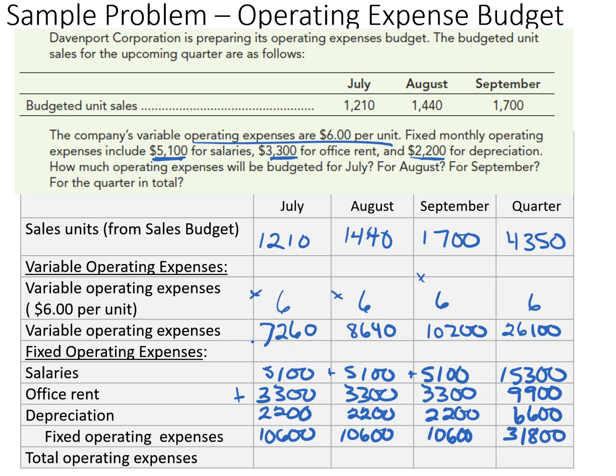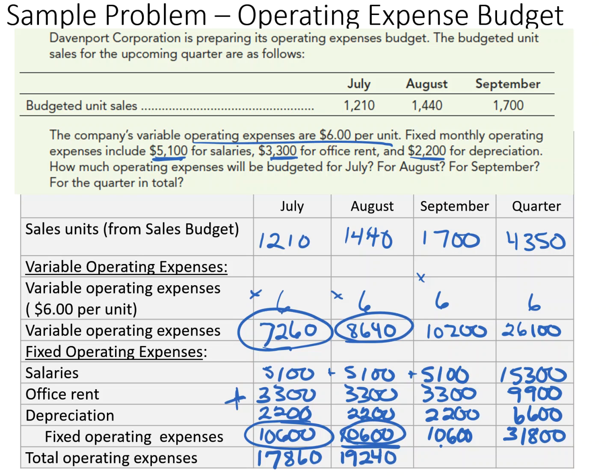Now I want to take and add my variable plus my fixed. And again, we want to add those two numbers, and that will tell me my total operating expense for the month, $17,860 in July. If I do the same, add those two numbers in August, I get $19,240. Repeat that for September, $10,600 again, plus in this case $10,200, $20,800.